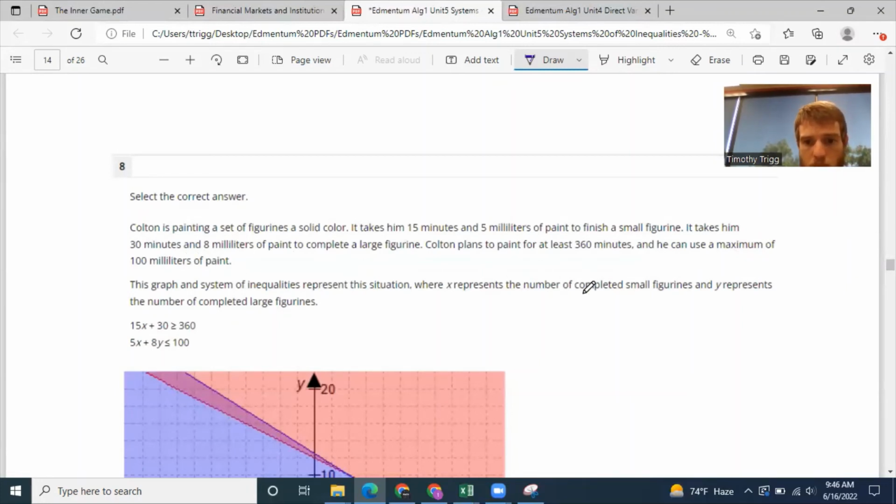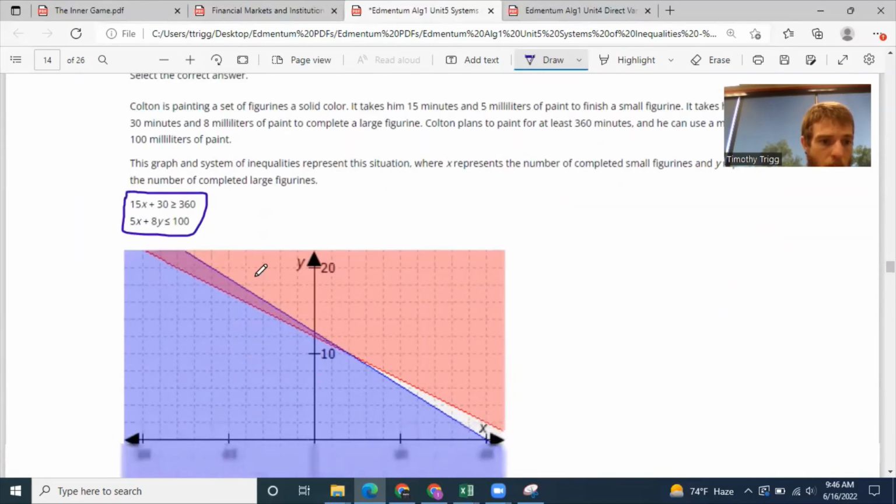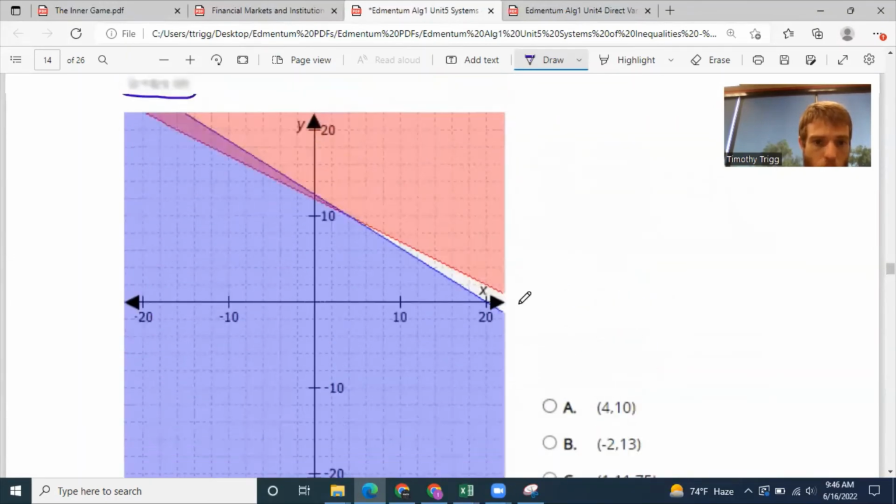Okay, X represents the number of completed small figures. Y represents completed large figures. So they give you the two inequalities here based on that information. You can see it here. 15x plus 30, I think that should say 30y, is greater than or equal to 360. And then 5x plus 5y is less than or equal to 100. Okay. And they give you the graph here.